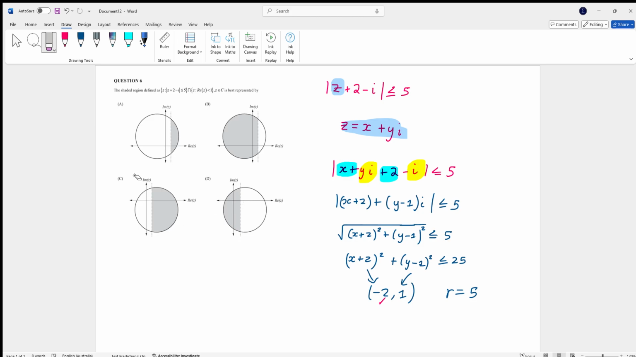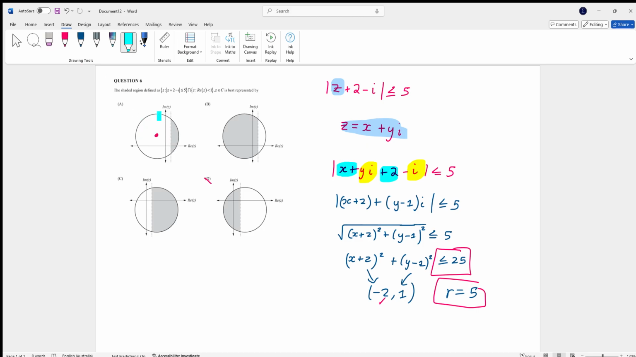So that leaves us just with A and B. And we can see they match our center here because they're at -2 and it looks like +1 there for both of them, which matches. Now, the next bit that's important is the inequality. It's basically saying we want every complex number whose distance is less than or equal to 5 from the center, which includes every complex number that is exactly 5 units away from it. That's why you get that outline there, okay?